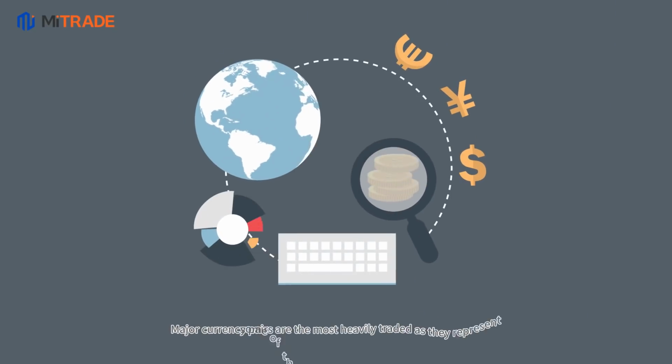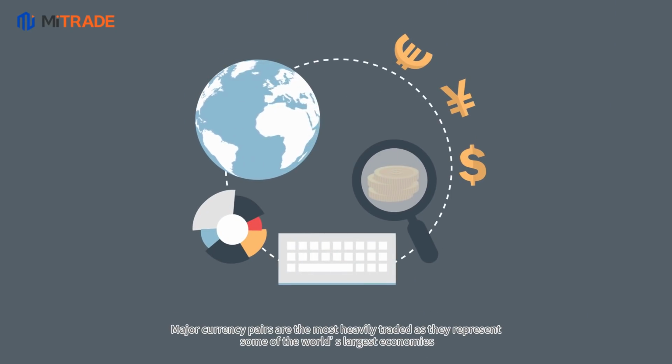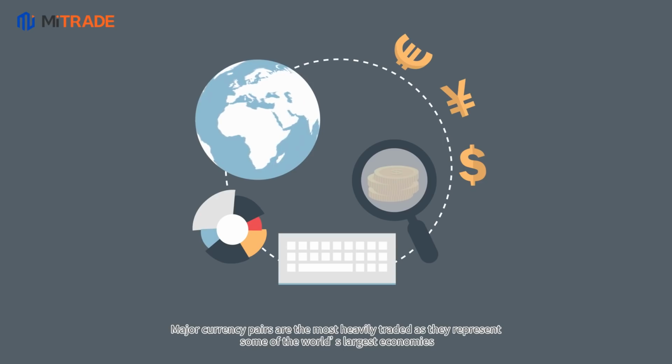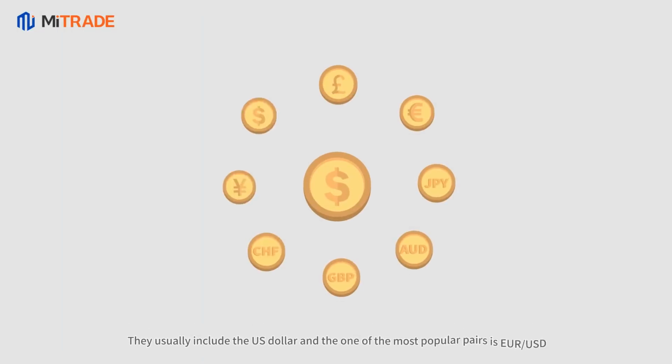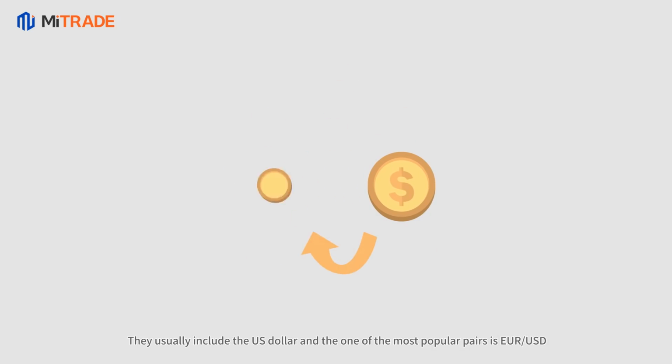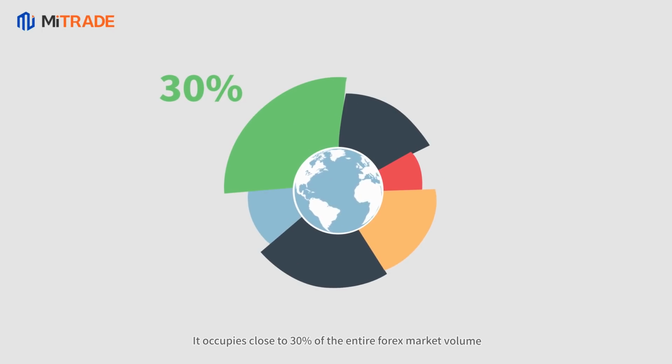Major currency pairs are the most heavily traded as they represent some of the world's largest economies. They usually include the US dollar, and one of the most popular pairs is Euro-USD. It occupies close to 30% of the entire forex market volume.